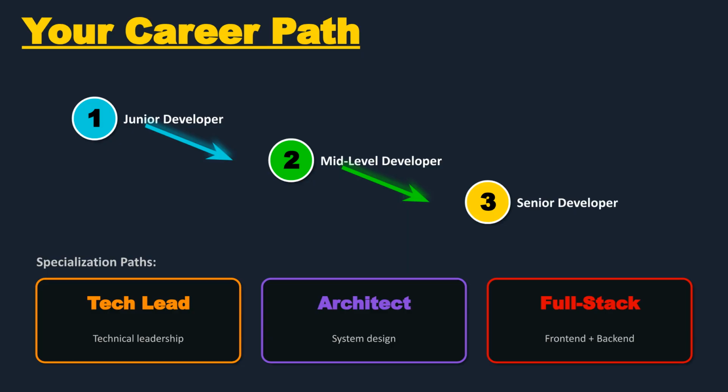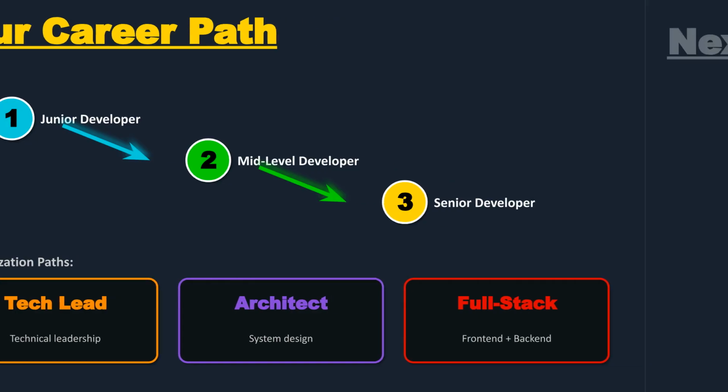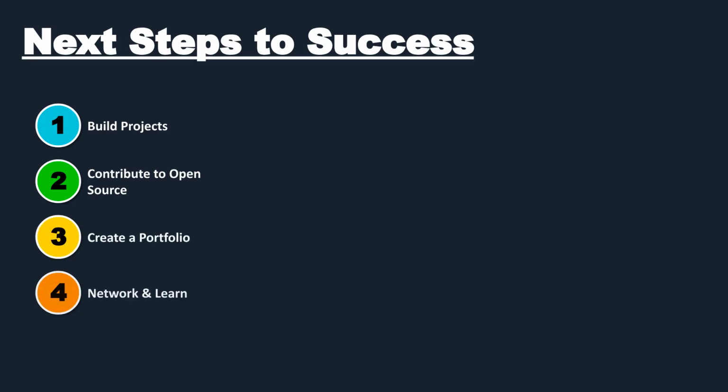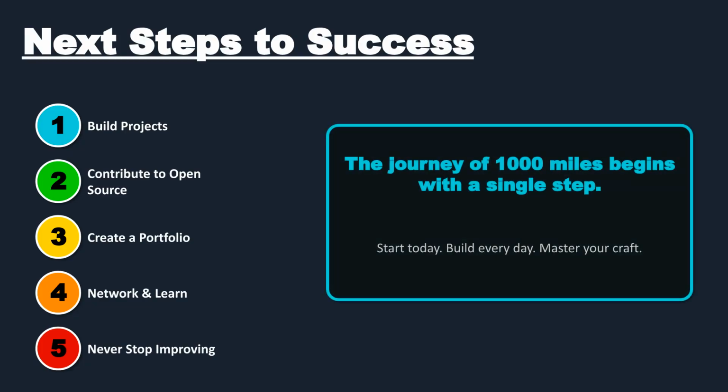Your career path progresses from junior to mid-level to senior developer. Specialization paths include tech lead focusing on technical leadership, architect on system design, and full stack covering both front-end and back-end. The next steps to success are to build projects and contribute to open source, create a portfolio, network and learn continuously, and never stop improving. Remember, the journey of 1,000 miles begins with a single step.